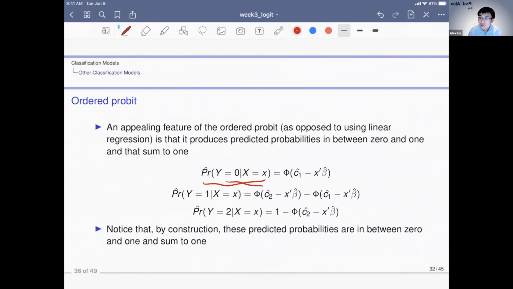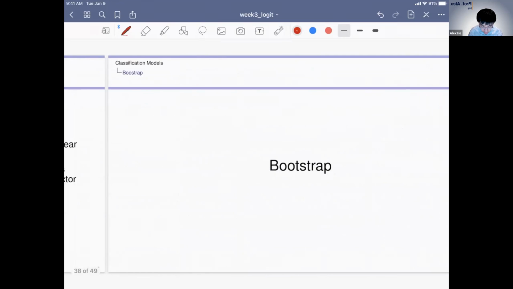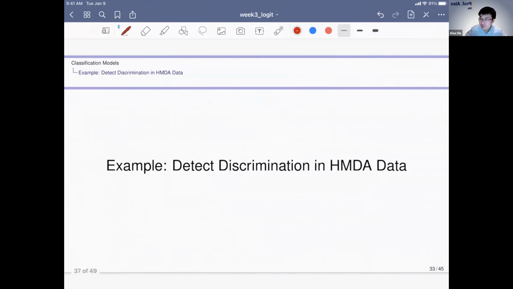Okay, and then on Thursday, we will go through this example and we'll also talk about one more thing, which is how to do the inference. Because in the linear regression, assuming that the errors are normal, we have a very nice formula for the standard error of the estimator, and also the distribution is the t-distribution, right? So there you can just do the t-test.